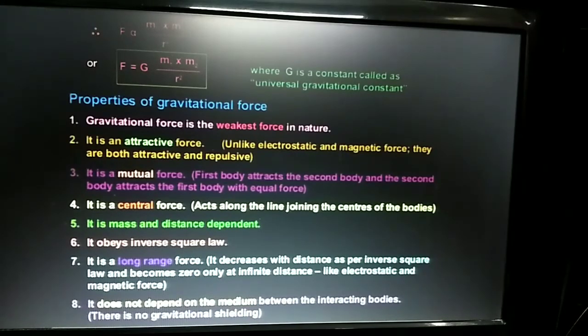It is the weakest force in nature. It is only an attractive force. It is a mutual force. It is a central force. It is mass and distance dependent. It obeys the inverse square law. It is a long range force. That is, it decreases with the distance as per the inverse square law and becomes zero only at infinite distance, like electrostatic and magnetic force. It does not depend upon the medium between the interacting bodies.